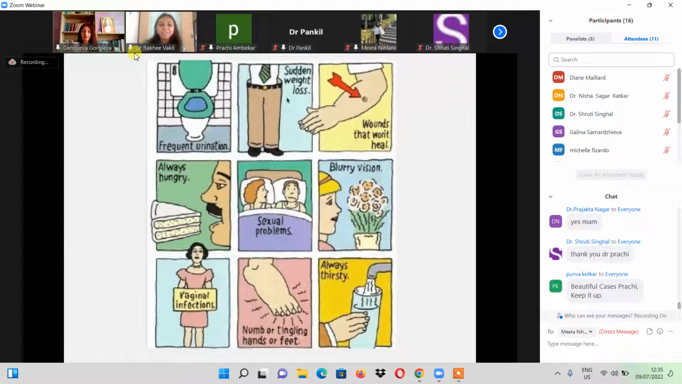This is a pictorial representation of what I said. Some patients feel very hungry all the time. Some patients have to keep going to urinate. There's a constant urge, there is incontinence, there is loss of weight. You see wounds that won't heal. They experience blurry vision. They have sexual problems, impotency in men, dry vagina in women. Women are prone to vaginal infections. They are prone to fungal infections, tingling, numbness of feet, and are always thirsty for large quantities of water or small quantities of water, depending on the constitution of the patient.